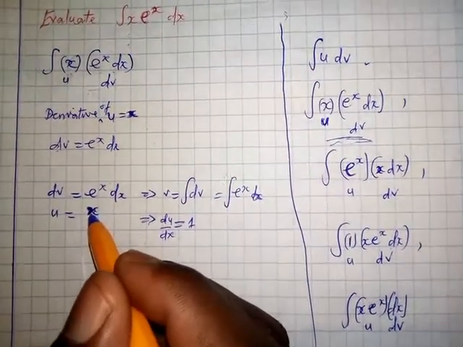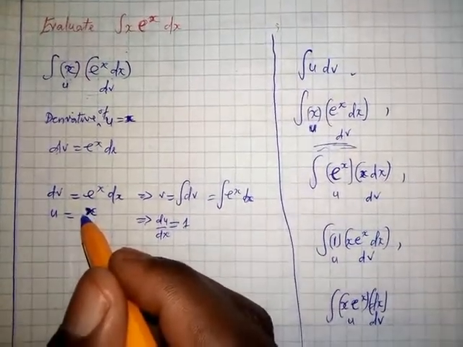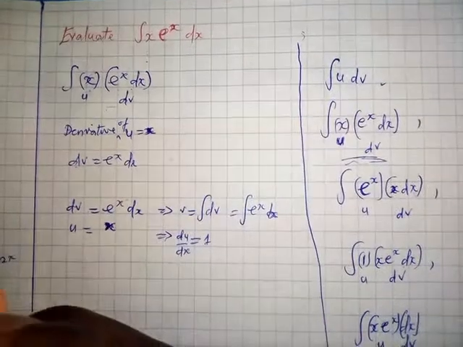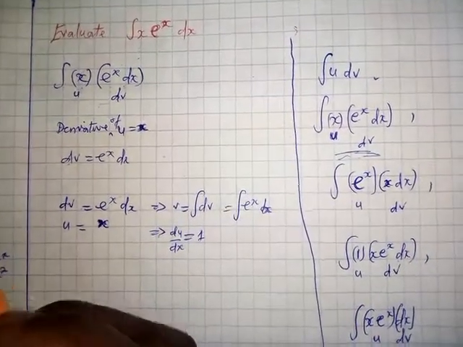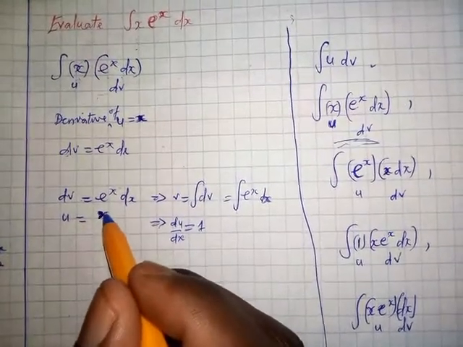When we differentiate x, we get 1. When we differentiate 2x, for example, we get 2. This is what I mean: when we do differentiation, we reduce the power.